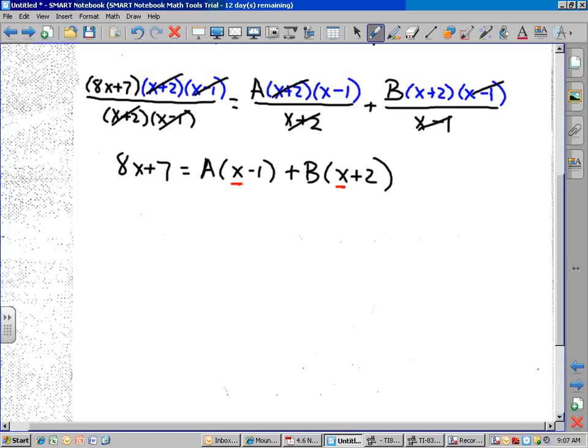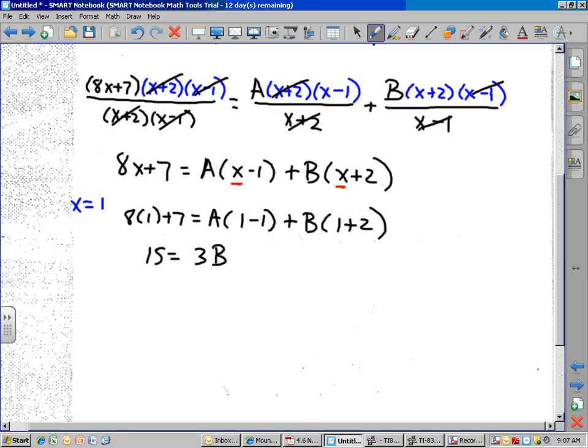So we'll start by saying x equals 1. Well, if x equals 1, what's my problem going to be? 8 times 1 plus 7 equals A times 1 minus 1 plus B times 1 plus 2. Well, 8 times 1 is 8. 8 plus 7 is 15. A times 0 is 0. That's gone. Then we have a 3B. So, solving for B, divide both sides by 3. We get 5 equals B. Very good. So we know what B is.